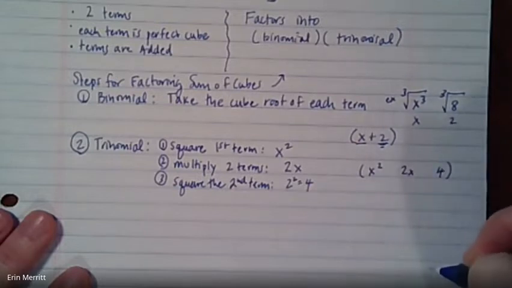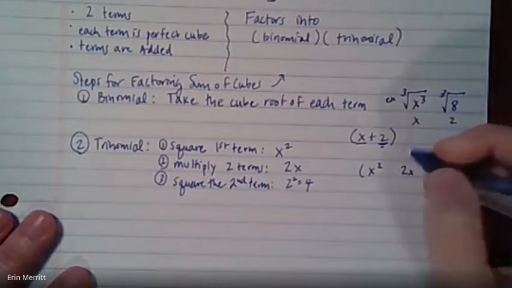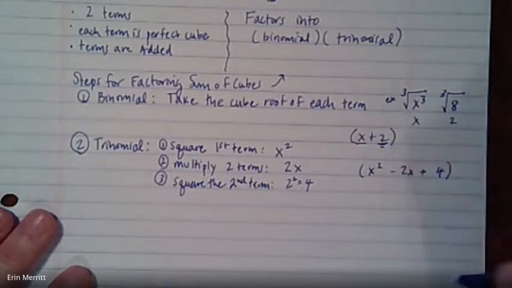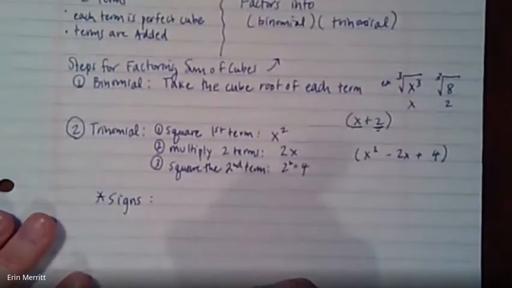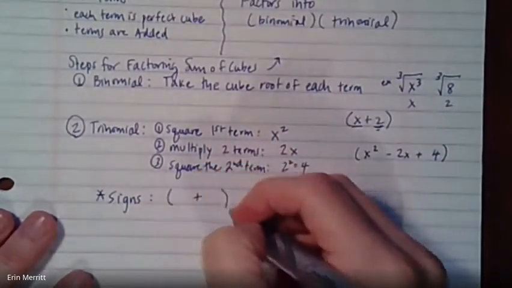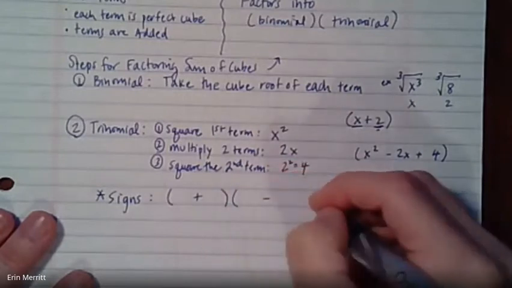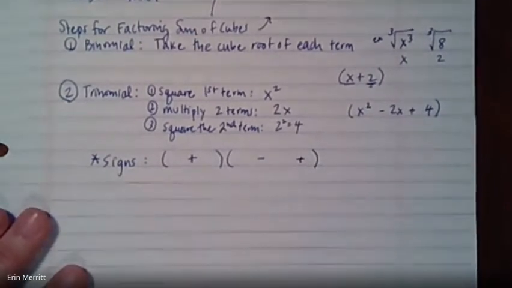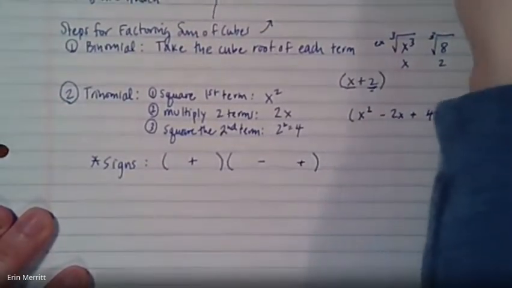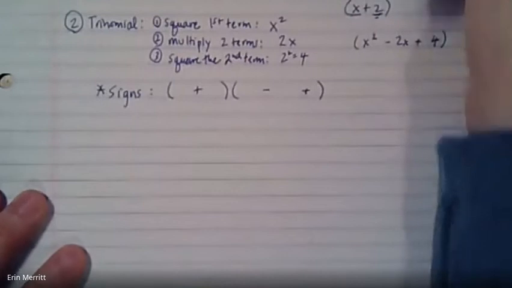Now, the only part that might not be obvious is how do you do the signs? If you look up top, the signs were minus here and plus here. So for the signs, we can write ourselves a rule. The signs are always plus in the first parenthesis and then minus plus in the second parenthesis. So that's how it's going to line up here.